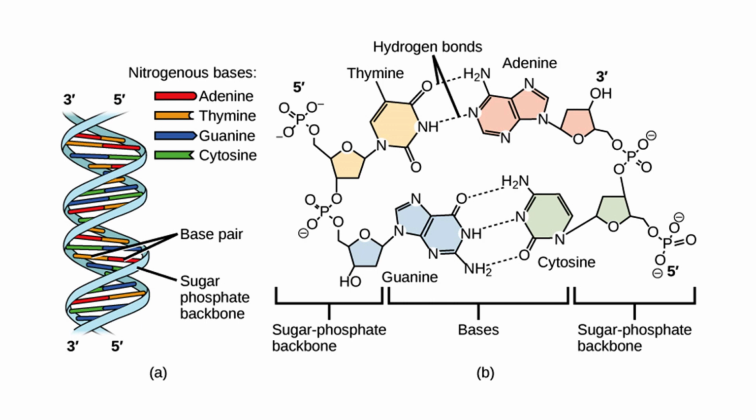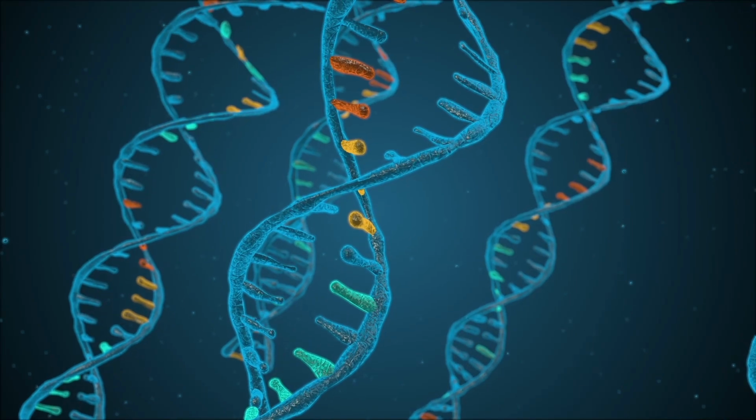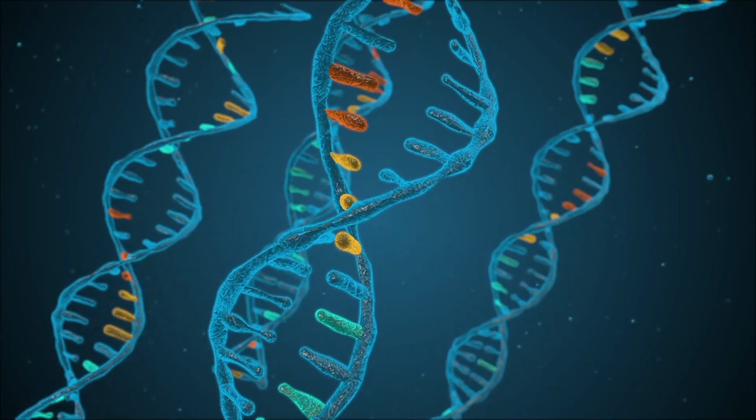It's important to know that the two strands of DNA run in opposite directions. One strand goes from the 5' end to the 3' end, while the other goes from the 3' end to the 5' end. Now, let's talk about DNA replication.